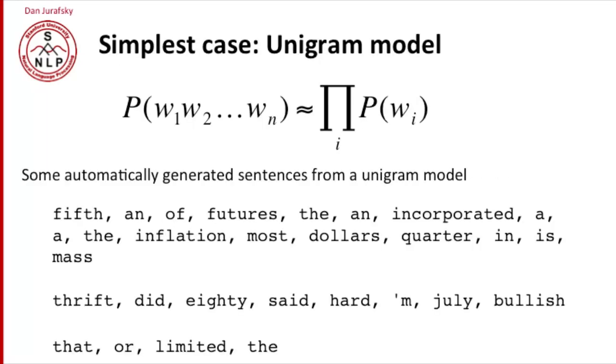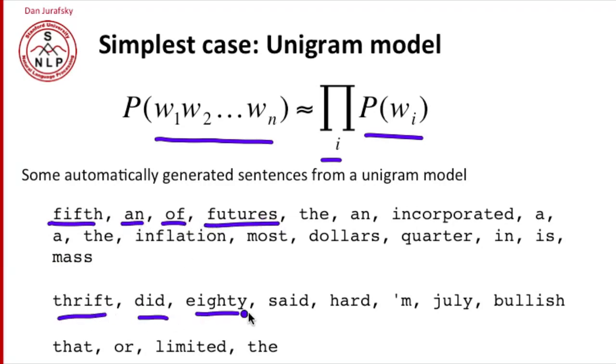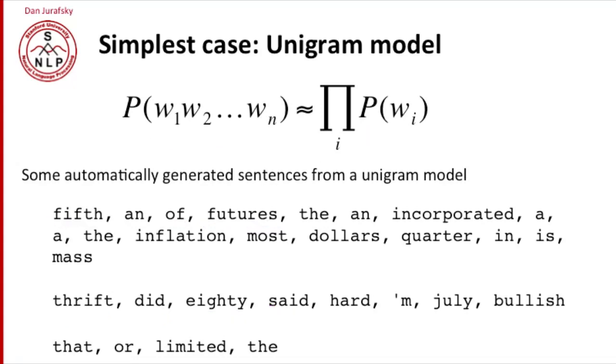The simplest case of a Markov model is called the unigram model. In the unigram model, we simply estimate the probability of a whole sequence of words by the product of probabilities of individual words, unigrams. And if we generated sentences by randomly picking words, you can see that it would look like word salad. So here are some automatically generated sentences generated by Dan Klein, and you can see that with the word "fifth", the word "and", the word "of", this doesn't look like a sentence at all. It's just a random sequence of words. "Thrift, did, 80, said." Those are the properties of a unigram model. Words are independent in this model.